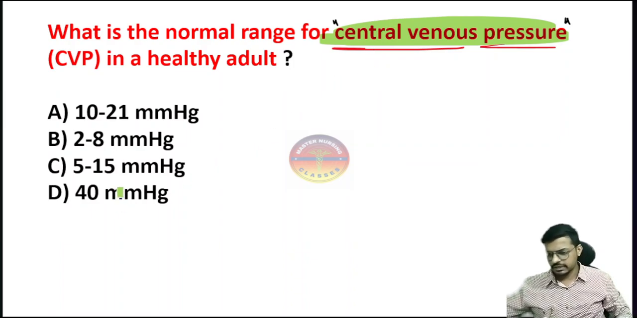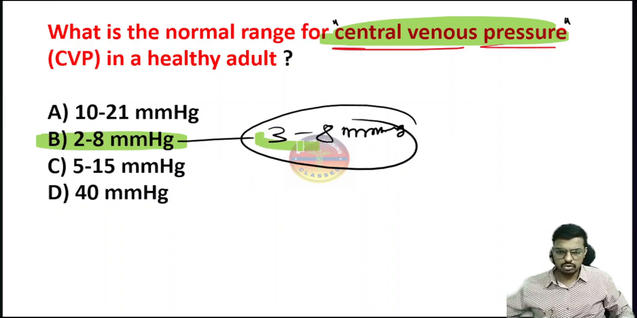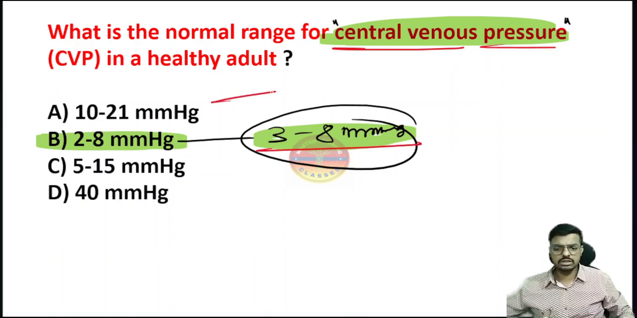The normal range of central venous pressure is 2 to 8 mm of Hg according to the option. In some books it's given as 3 to 8 mm of Hg, so both are correct. According to the option, you have to act in your exams. Okay, if the examiner asks what is the normal intraocular pressure? What is the intraocular pressure?